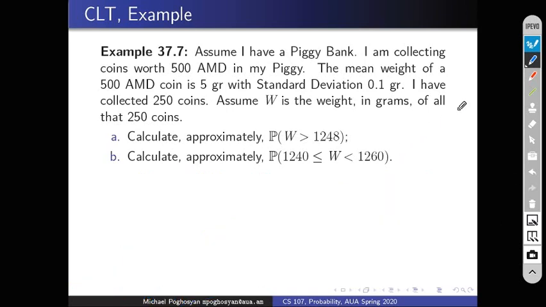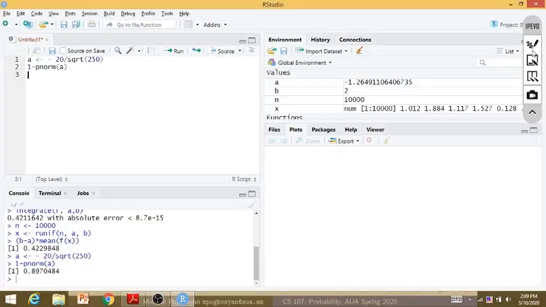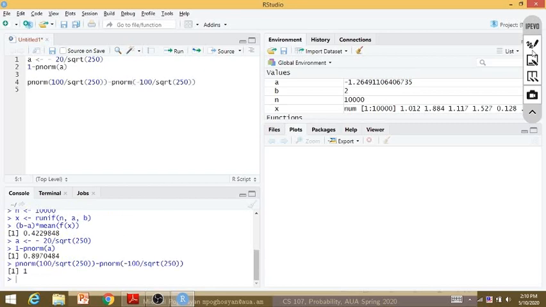So going to R, I'm calculating the following. So pnorm at the point 100 over square root of 250, minus, well, I can copy this, Control C, Control V, and add a minus sign here. And run this, that will give 1.